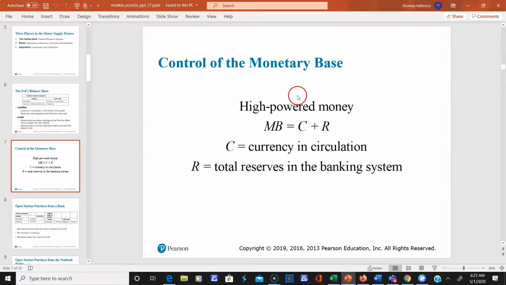All right, so here's the control. Here's the monetary base, MB. The monetary base is made up of currency in circulation, denoted as C, and total reserves in the banking system. They give this the title of high-powered money.